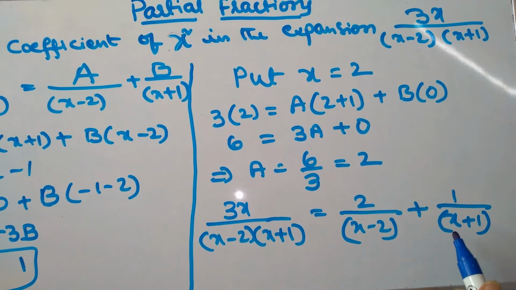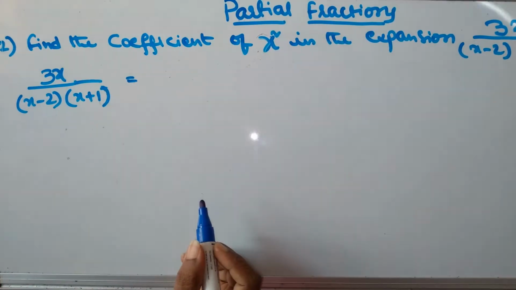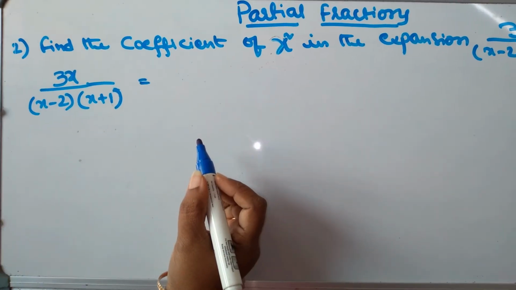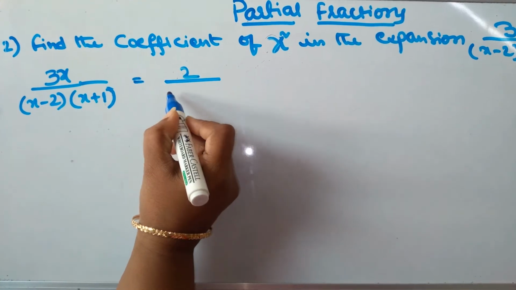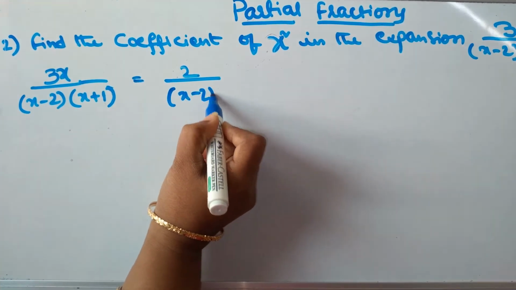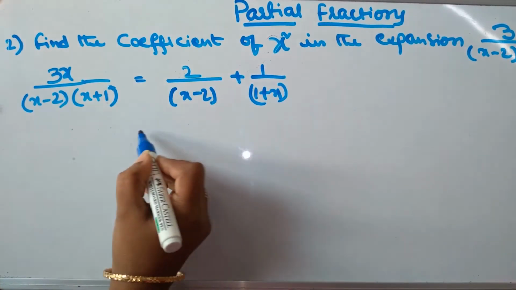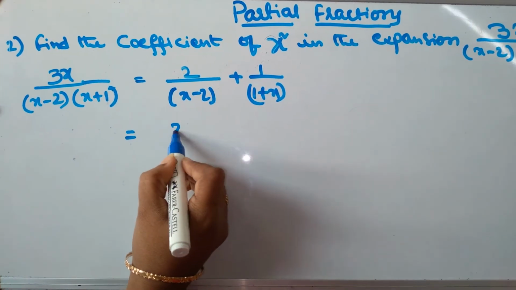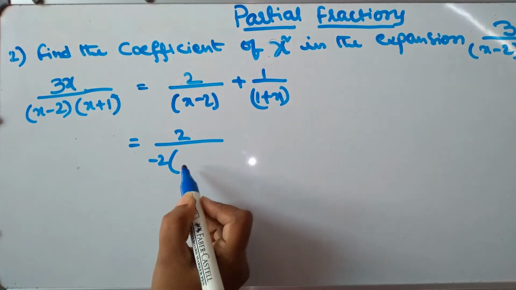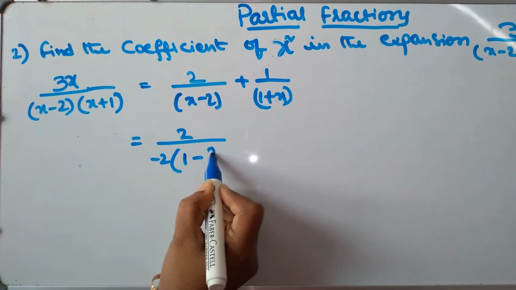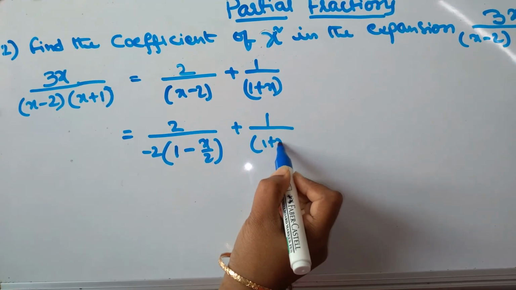After this, we have to find the coefficient of x square. So we got the values of a and b as 2 and 1. Let us write the partial fractions: 2 by x minus 2 plus 1 by 1 plus x. In order to find the coefficient of x square, let us take minus 2 as common from the denominator here. Then we get 1 minus x by 2 plus 1 by 1 plus x.